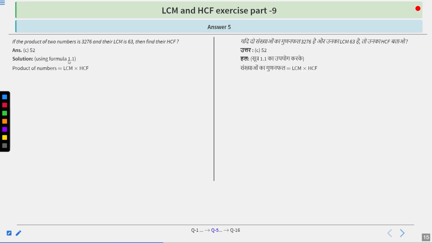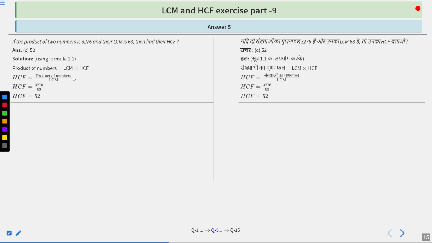Now, from formula 1.1, we know that the product of numbers is equal to LCM into HCF. So from this formula, HCF is equal to product upon LCM. The product of numbers was given in the question, that is 3276, and LCM is given as 63. So 3276 upon 63 is the HCF, and 3276 upon 63 is 52. That means option C, 52, is the correct answer.